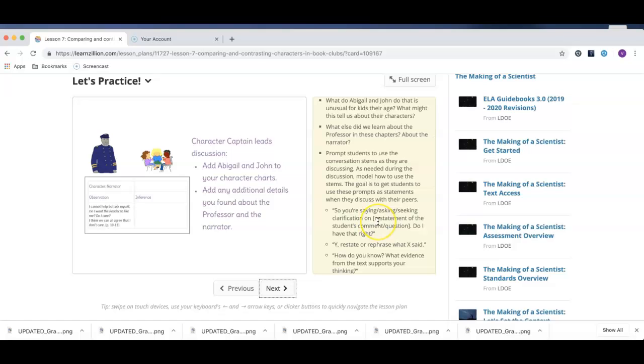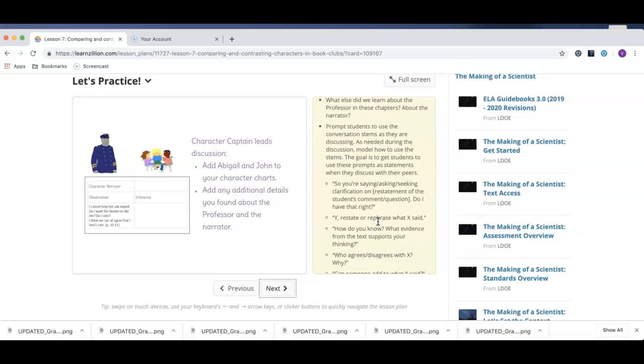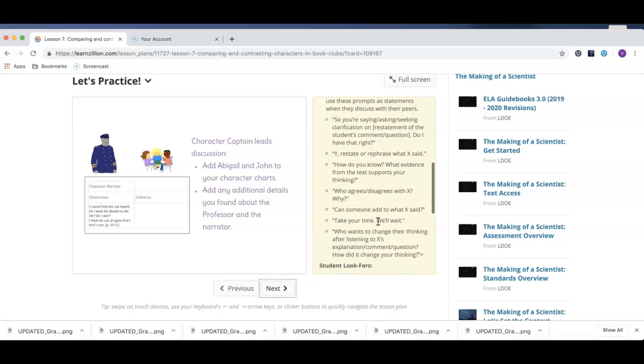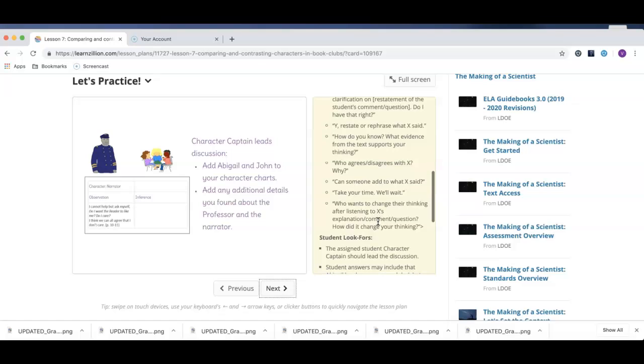The goal is to get you guys using these statements. So you're saying, please clarify, I disagree with, I agree with, I want to add on, take your time, we'll wait, who wants to change their thinking.